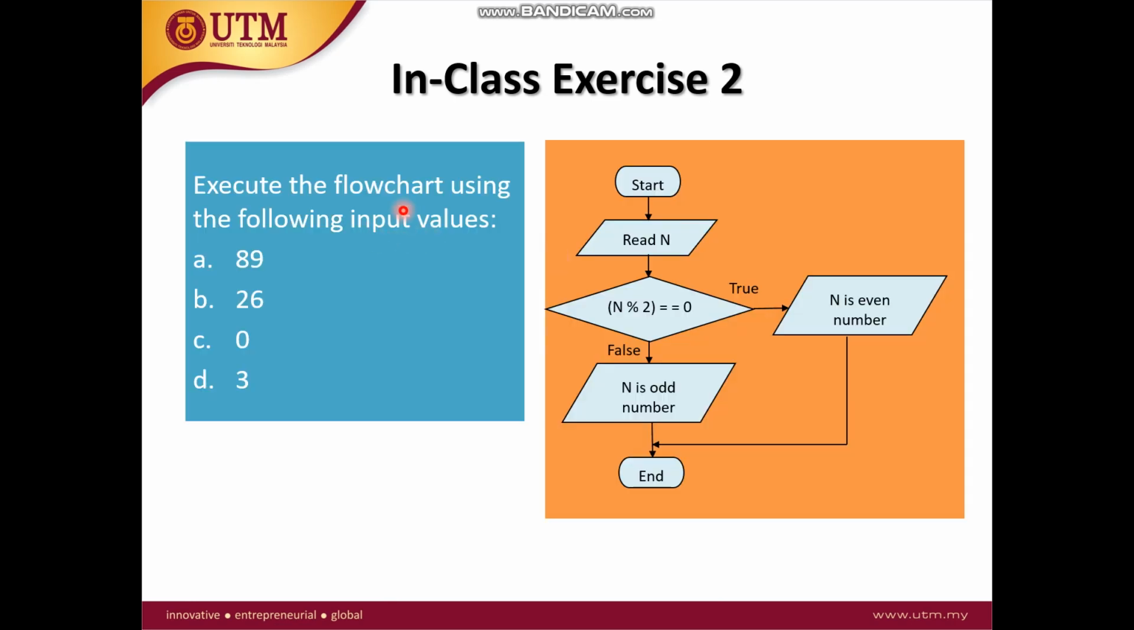Another example: we are executing this flowchart and writing the trace table for these values, while n is 89, or 26, then 0, then 3. For example, I am performing this one for you, then you can do the trace table for all of them. So start, read n is 89. 89 mod 2 equals 0? No, it equals 1. That means it's not true, it's false. So n is an odd number, that means 89 is an odd number. Then the program comes to the end.